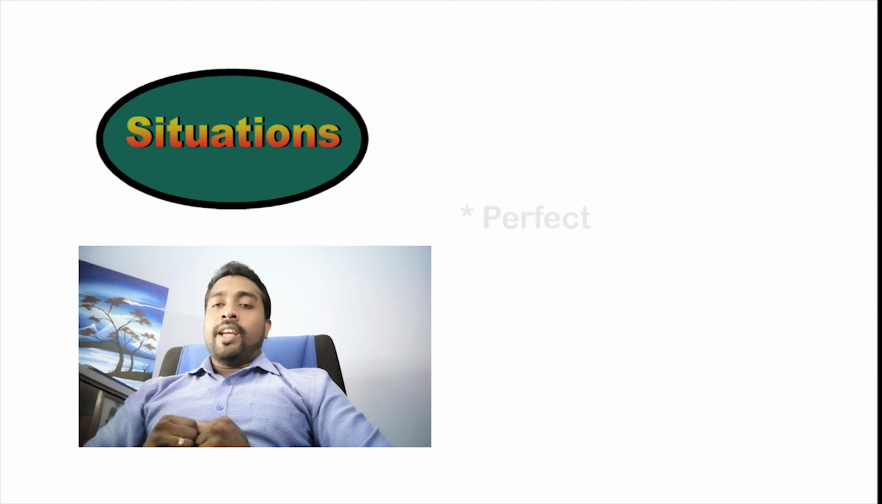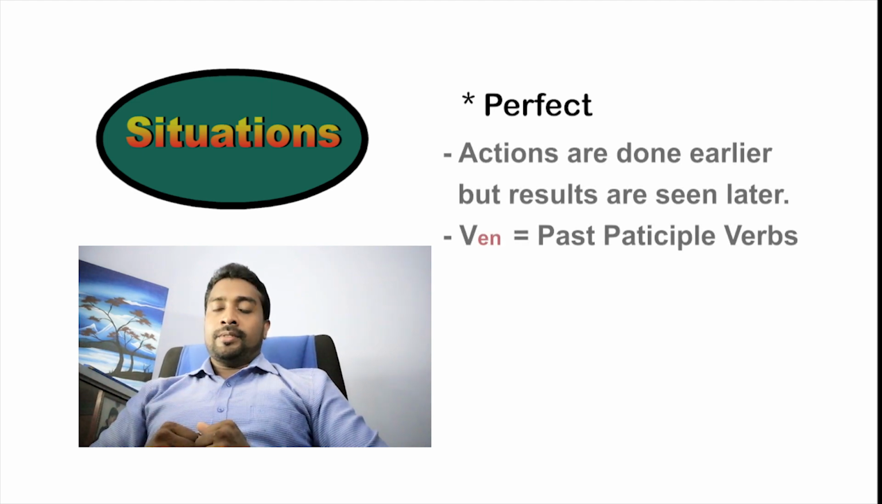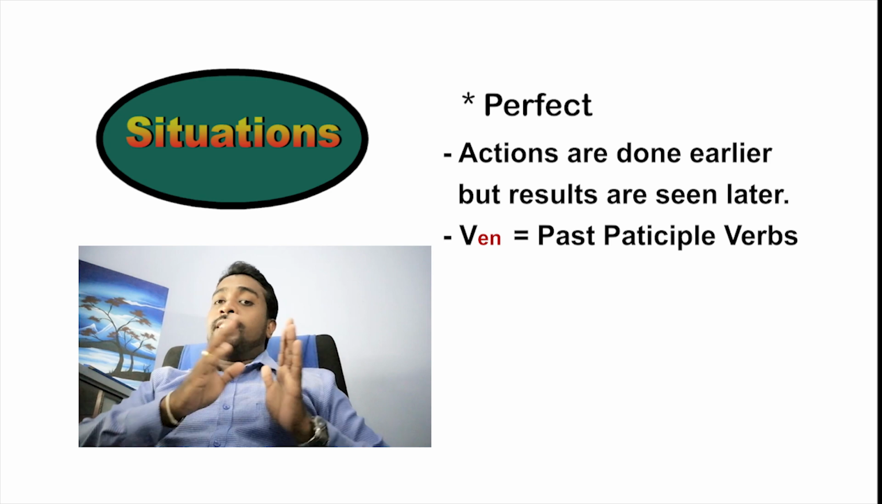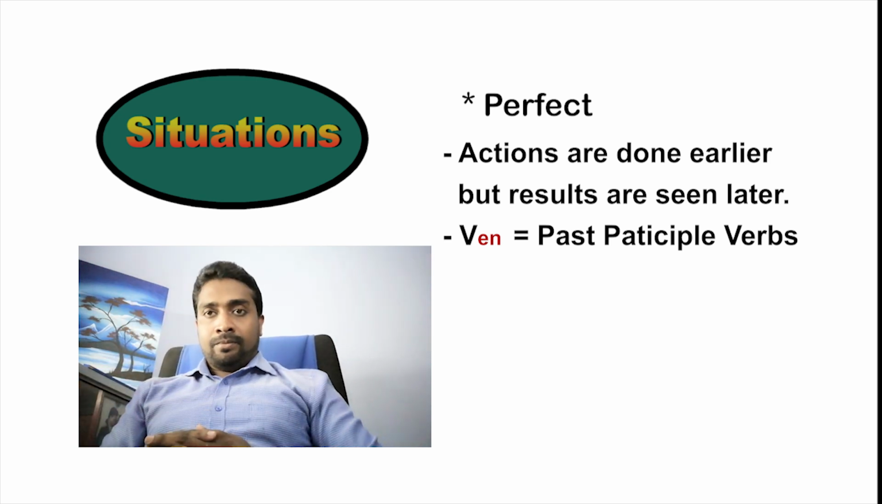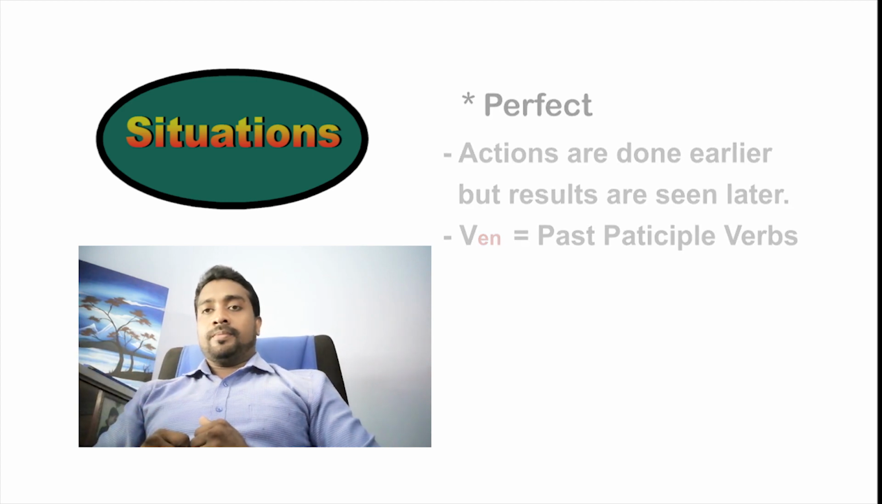Okay, then we have the perfect situation. Perfect means completed. It tells about the actions which we did earlier and the results are seen later. We use the V3 type of verbs, or past participle type of verbs, in this type of sentences.